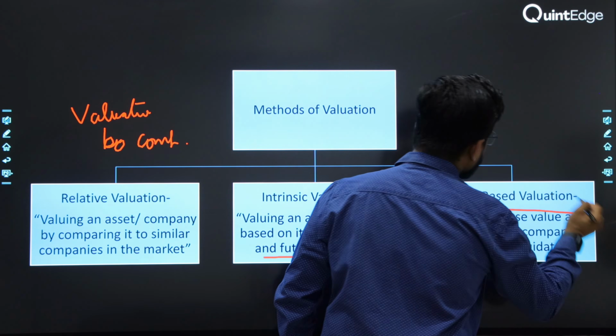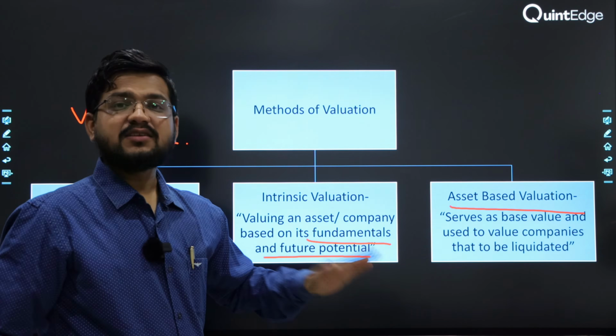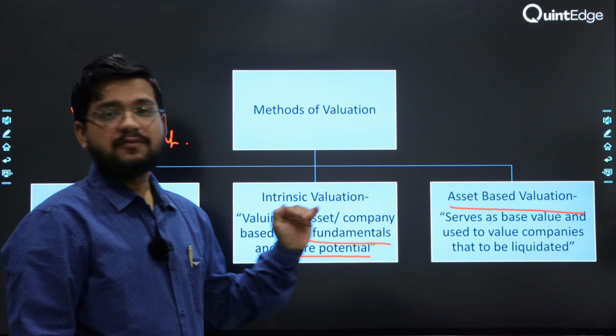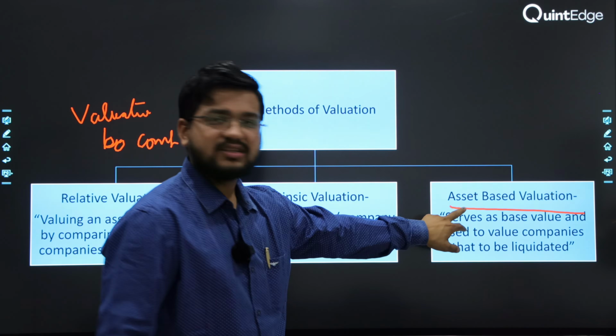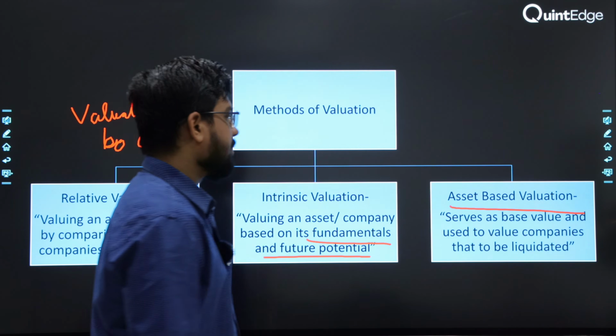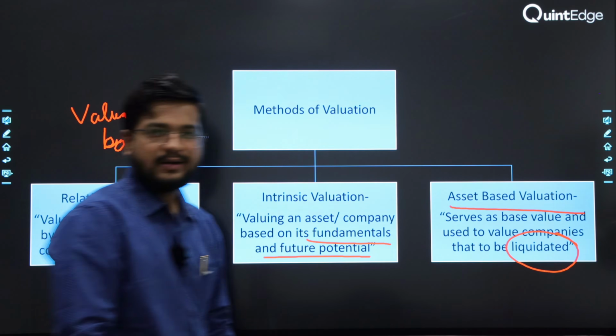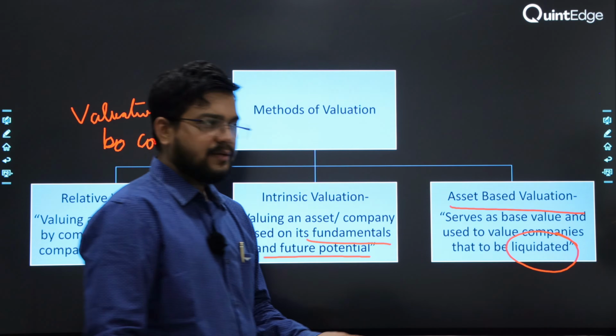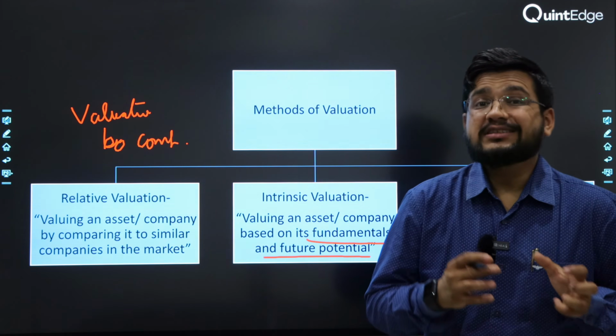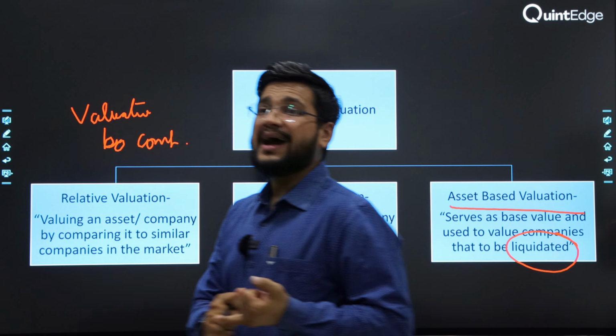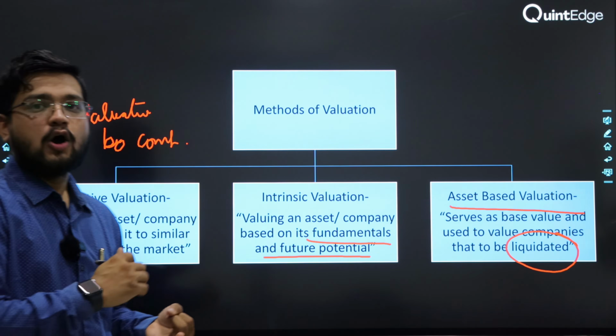And then we have asset-based valuation. This serves as the base value. At least this should be the value of the company. So this is just a check to see the base value of the company. Okay. And this is used for companies that are about to be liquidated, are in bankruptcy proceedings, or maybe companies whose tangible assets, like they have mines, they have oil rigs.